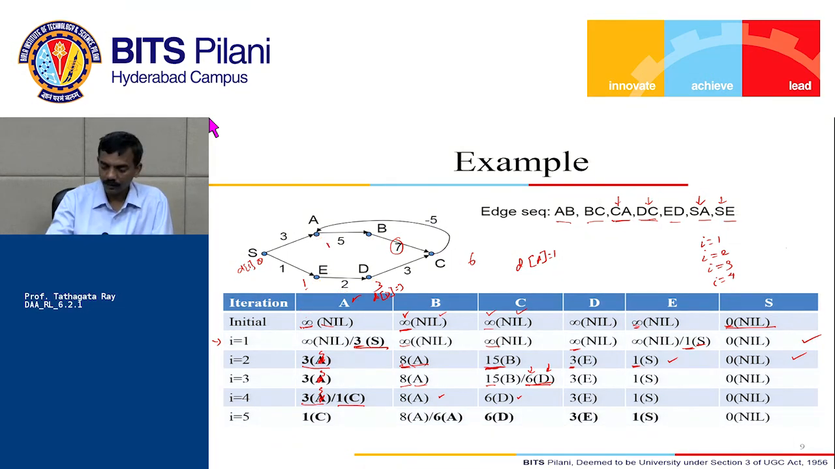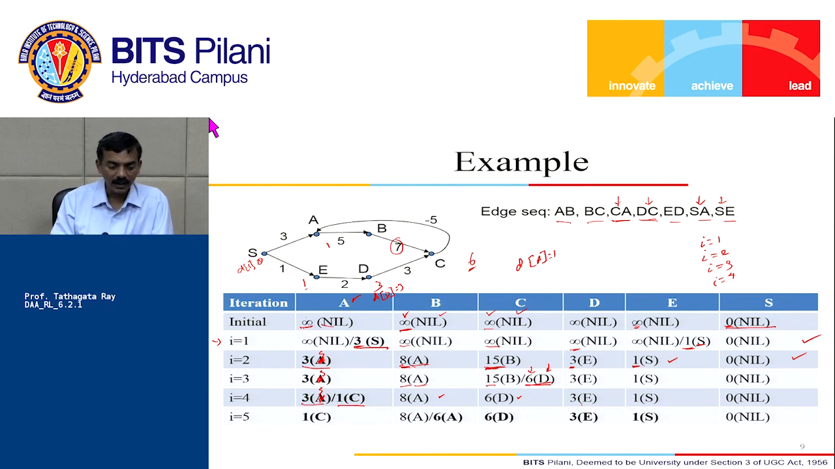Coming back, we finished with CA, then we move to DC. So DC again, D is having the value 3 plus 3 is 6. It is already 6. Okay, nothing needs to be updated. It is not going to be less than 6. So it remains, no changes. Then comes ED. ED is also not going to create any changes, because E value is 1 plus 2 is 3. So D value remains at 3.